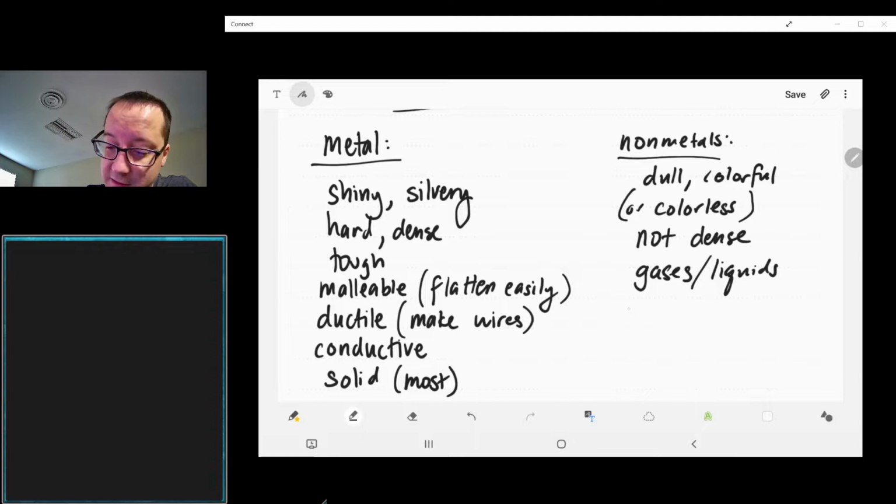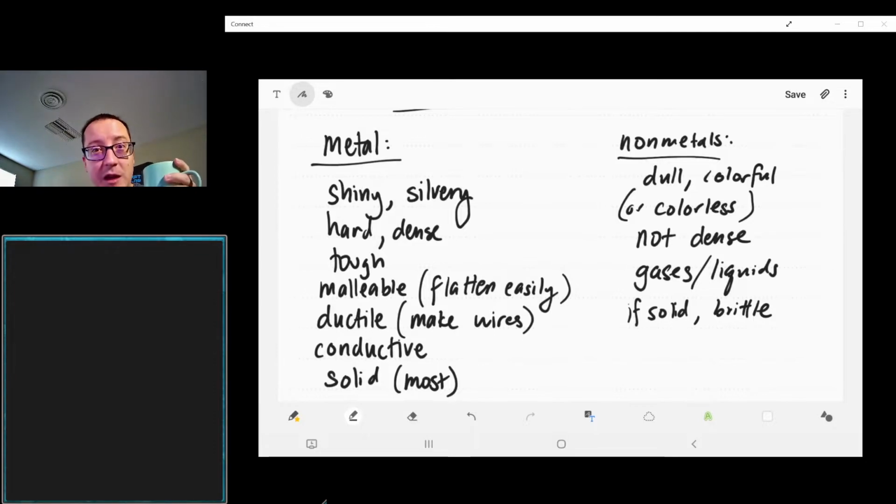If they are a solid, they're going to be brittle, meaning that if you try and smash it, they will just completely break, like pulverize. So if you take a piece of charcoal and hit it with a hammer, it's just going to completely crumble. It's brittle. However, if you take a piece of metal, like another hammer, and smash it with a hammer, either nothing will happen or it'll just bend a little bit. But you're not going to shatter it into a bunch of little pieces.